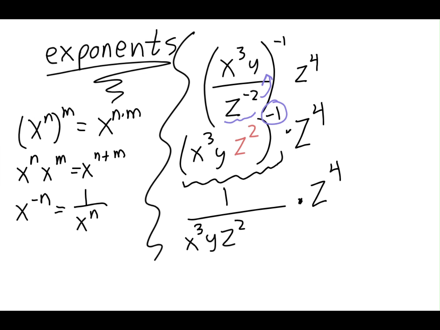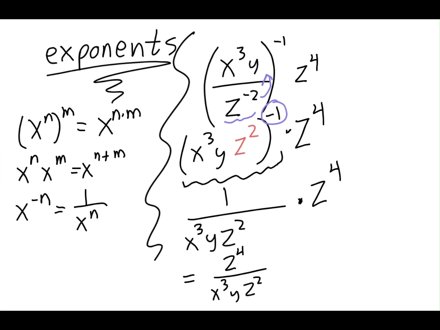Now, I have purposefully written this in a nasty way, because what do you do with this z to the 4th? I didn't write it as a fraction. So there is an understood over 1 here. And if you want to think of it that way, that's great. But what I like to do is just think of everything as, is it in the numerator or is it in the denominator? Well, the z to the 4th, there's no division, so it's in the numerator. So this is z to the 4th divided by x cubed y z squared.